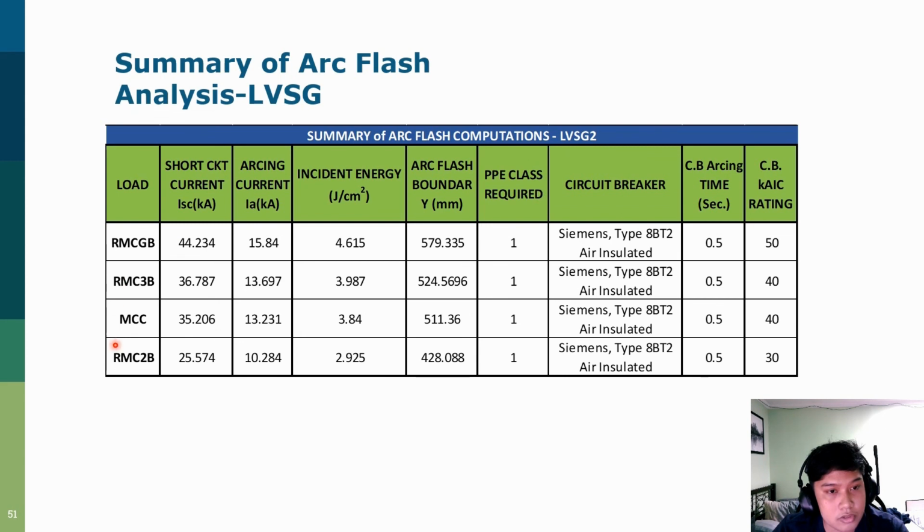So this is the summary of arc flash computation in low voltage switch to 2. So this is the loads. This is the short circuit current. This is their arcing current, the incident energy, the arc flash boundary, the PPE class required. This is the type of circuit breakers to use. This is the RC time, and this is the circuit breaker CAIC rating.